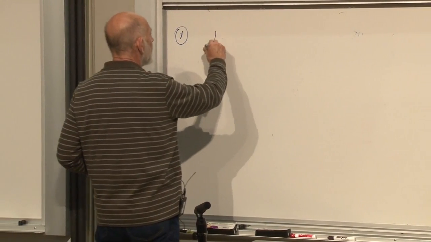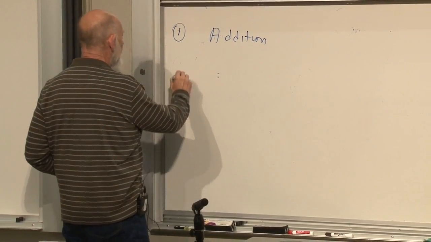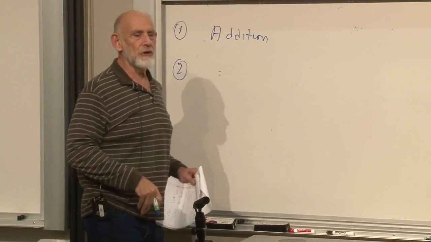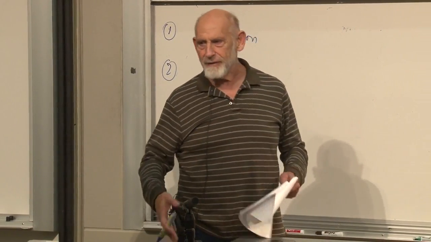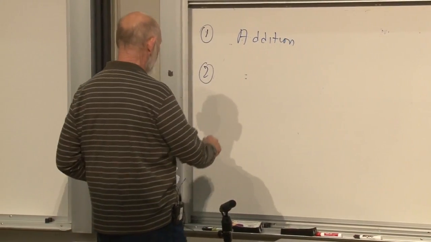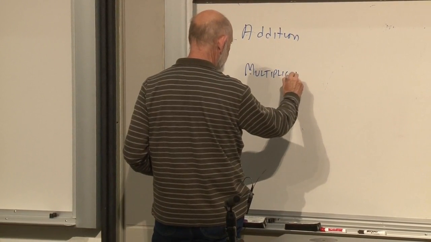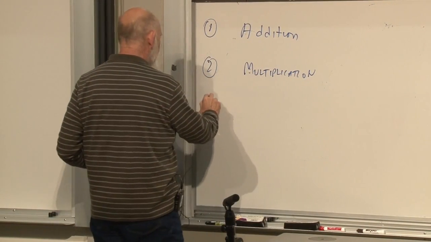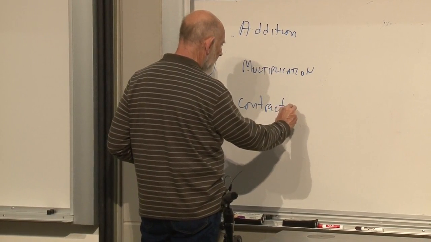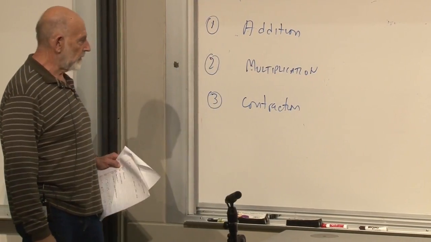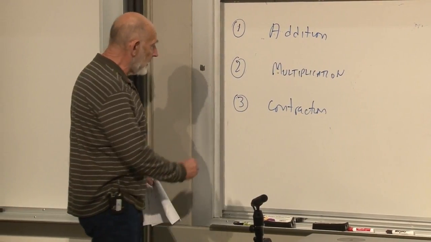1, addition of tensors. That's the first operation we'll talk about. An addition, of course, includes also subtraction. If you multiply a tensor by a negative number and then add it, it's subtraction. 2, multiplication of tensors. Makes tensors. 3, contraction. And I'll tell you what that means. You may or may not know the word at this point, but we will know the word soon.